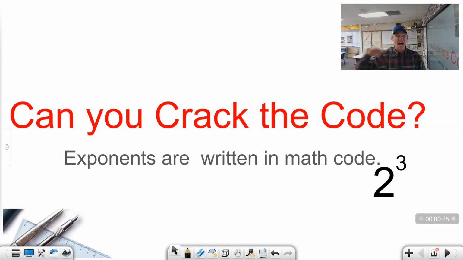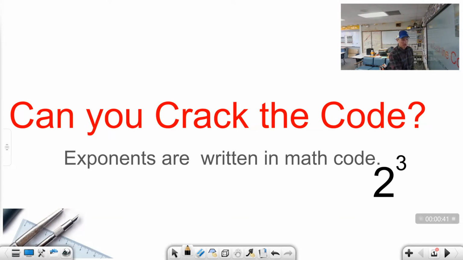Now, we've been dealing with lines, right? But now we're going to start developing an understanding of exponents and how that makes things a little bit different. And today it's very much a code. It's a math code, okay? Exponents are written in math code.